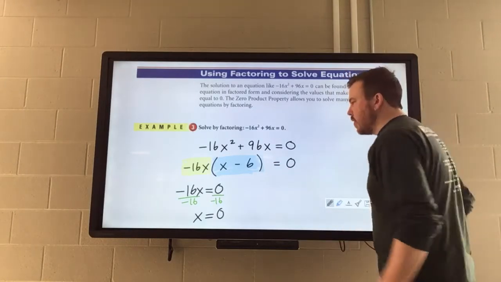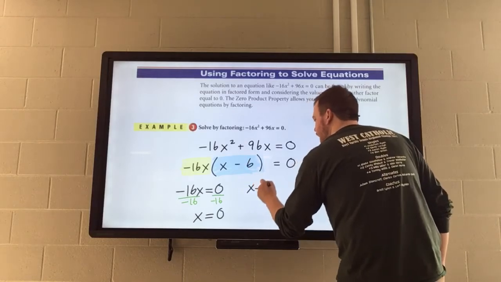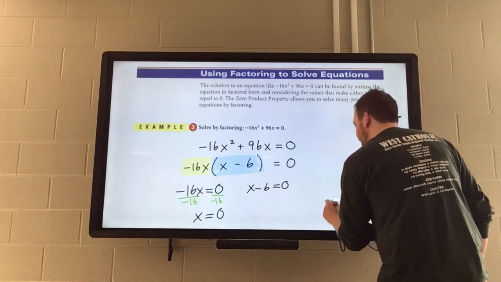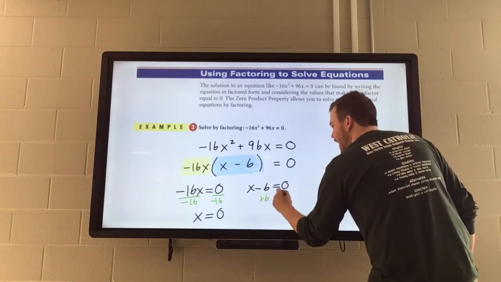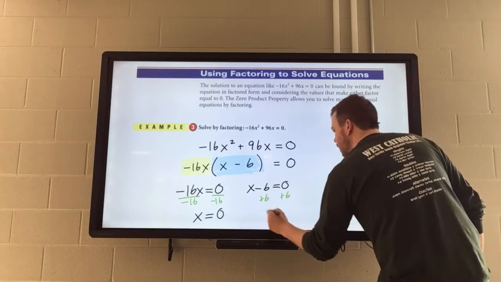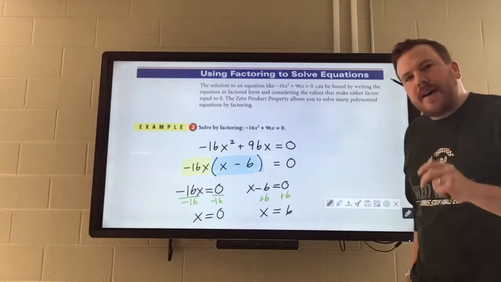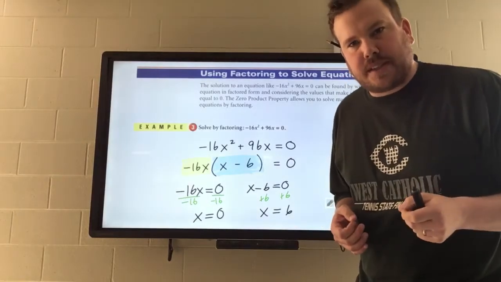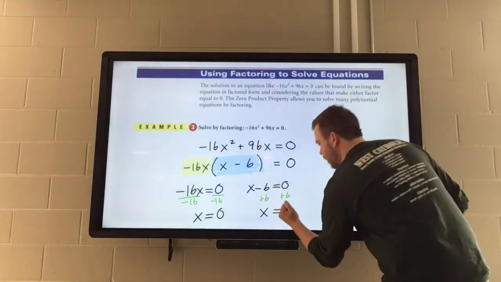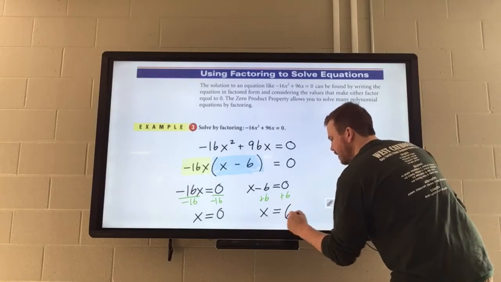To find our other zero, we set our other number equal to 0, so x minus 6 is equal to 0. This one's easy enough to solve. I just simply need to add 6 to both sides, leaving me with x equals 6. So the two values that make this function equal to 0 are 0 and 6.